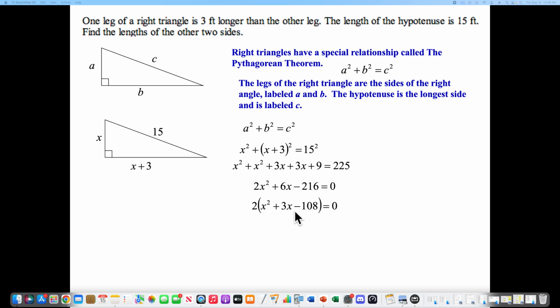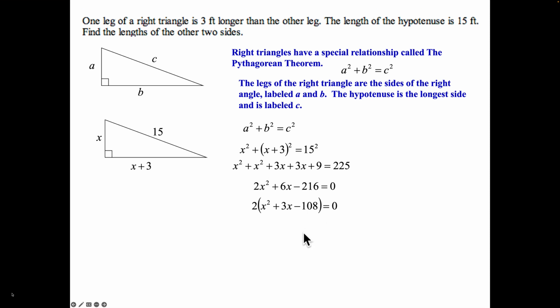Okay, so let's see. I'm thinking 9 and 12. 9 times 12 is 108. So the 12 gets the plus sign. The 9 gets the minus sign. Again, you don't need the 2. We can throw that out. x plus 12 equals 0 means x equals negative 12. And x minus 9 equals 0 means x is equal to 9.